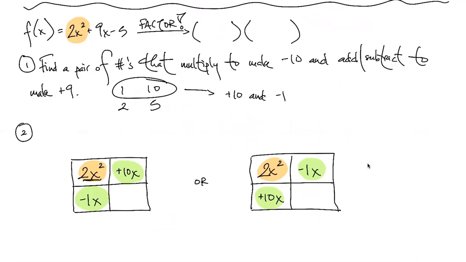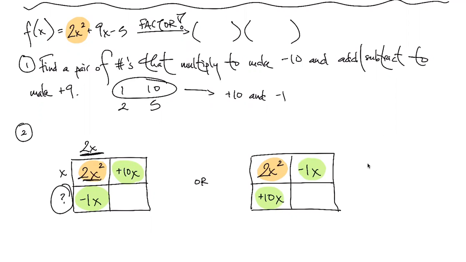Well, I could have 2x times x. That's going to make 2x squared. Now I could put the 2x here and the x here, or I could flip-flop them, okay? So we need to be really careful about what we put where. So let's pretend we put the 2x on the top and the x on the side. Well, now we need to find a whole number in that question mark where 2x times the question mark gives me -1x.